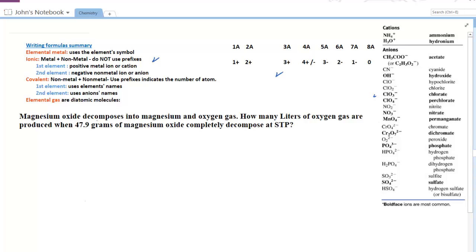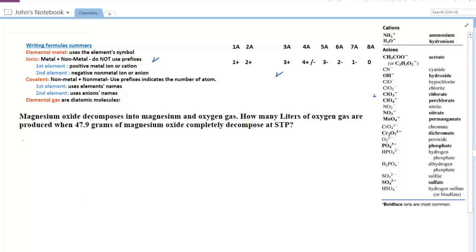Magnesium oxide decomposes into magnesium and oxygen gas. How many liters of oxygen gas are produced when 47.9 grams of magnesium oxide completely decompose at STP? STP is standard temperature and pressure.